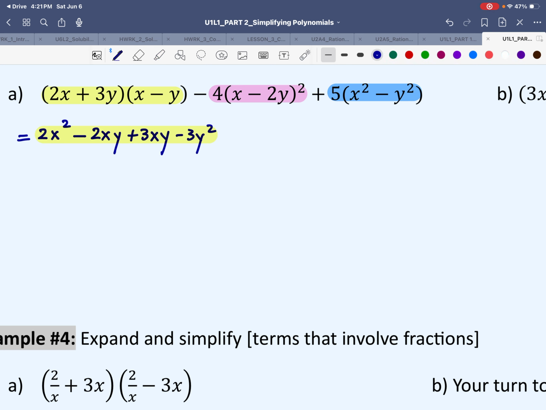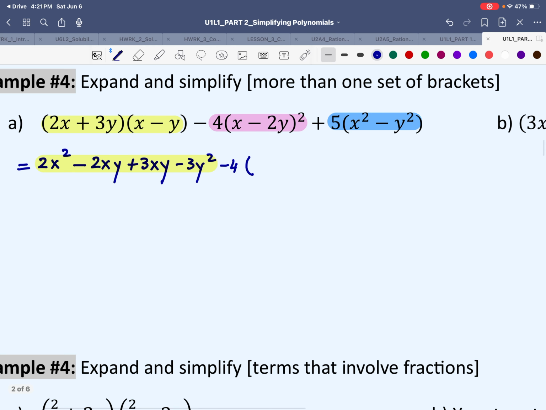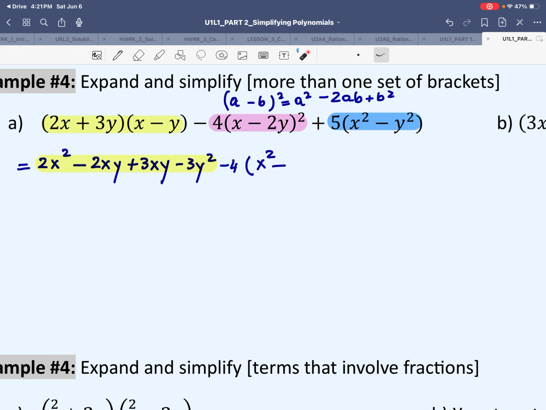Now we're going to do the pink product. We have a little bit of work to do in here because we have minus 4 and then we have this to the power of 2. Now I'm going to write out the formula a minus b squared. Remember, it is the first term squared minus twice the product of the first and the second, and then plus b squared, so the second squared. So we have x squared minus, we have double of x with negative 2y, so that would make it negative 4xy. And then lastly, we have 2y squared, which is 4y squared.